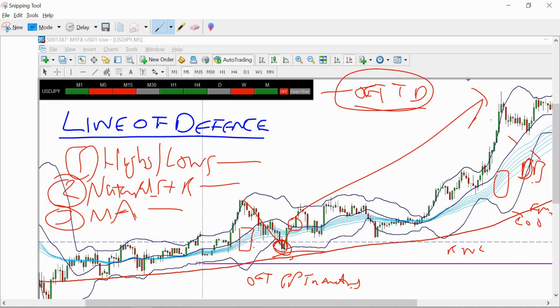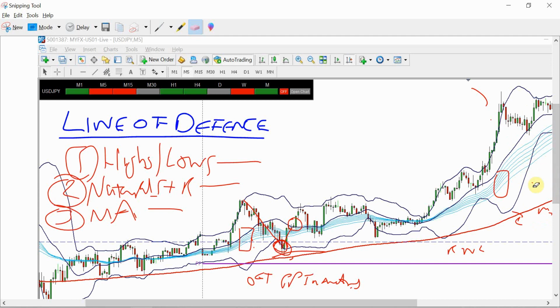So that particular setup that I've just shown is the example we're going to use inside this video of where exactly I would place my stop loss based on the line of defense concept that we have just discussed. So I'm just very quickly going to get rid of all this stuff as best as I can, and then walk you through all of that.